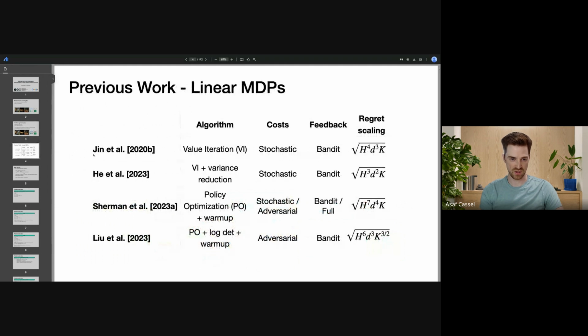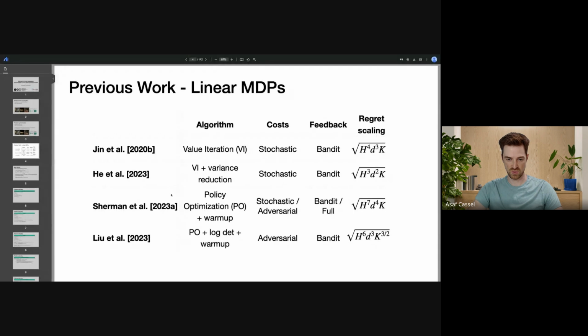So before I dive into the setting, what's been done so far. This setting of linear function approximation was originally introduced by Jin et al. And they introduced a value iteration type algorithm that considers stochastic costs and bandit feedback and gives a square root of h to the fourth d to the third K regret. A later work by He et al. used variance reduction methods to improve the dependence on h and d to the optimal dependence.